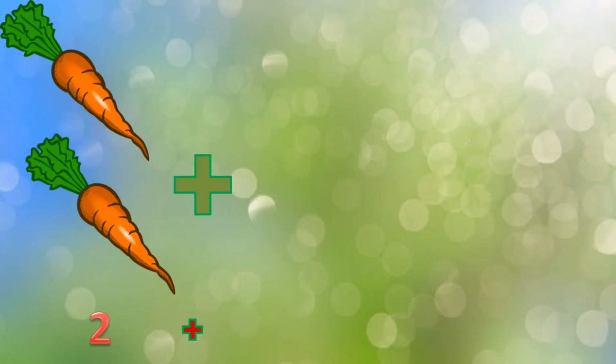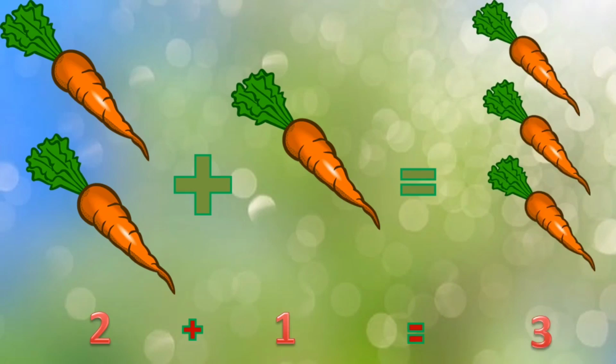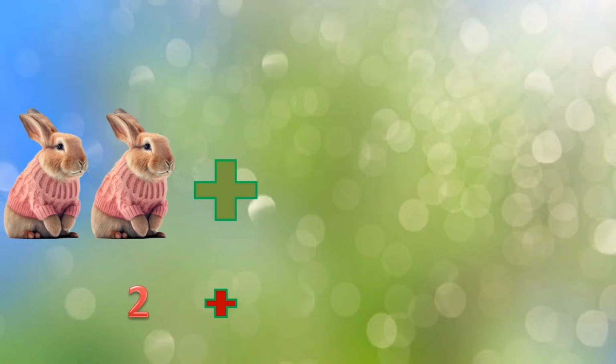There are 2 carrots. Now one more carrot is going to get added. So 2 plus 1, it will be 3. Totally 3 carrots.